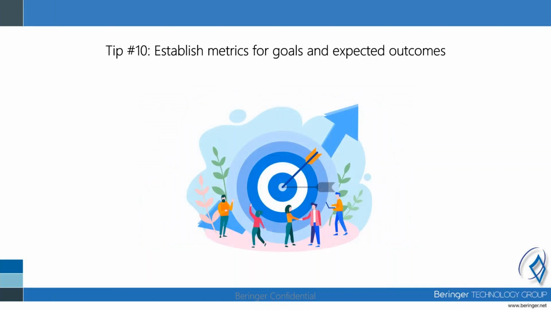Tip number 10, establish metrics for goals and expected outcomes. The defined goals of a software implementation project should be clear and measurable. With mile markers, the project team can monitor and report on success. As decisions are made during the planning and execution phases, define metrics, provide guideposts to keep the project aligned to the desired outcomes.